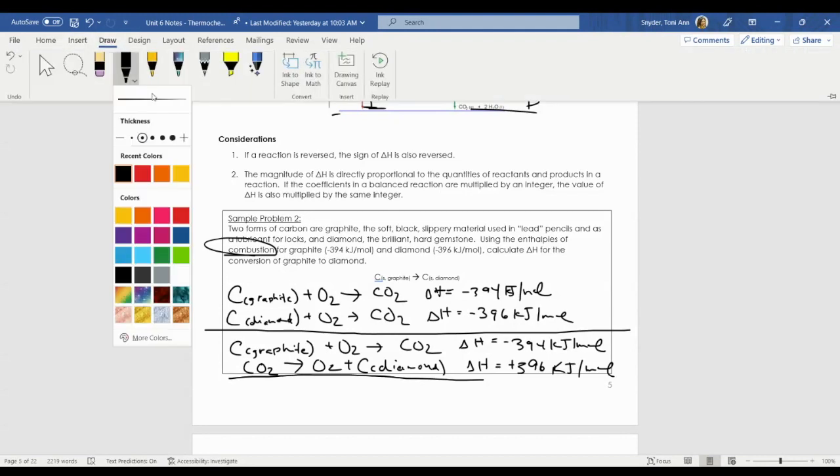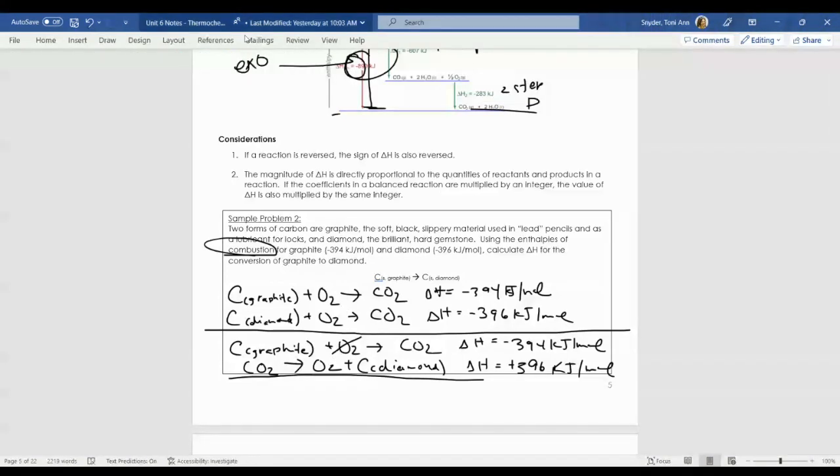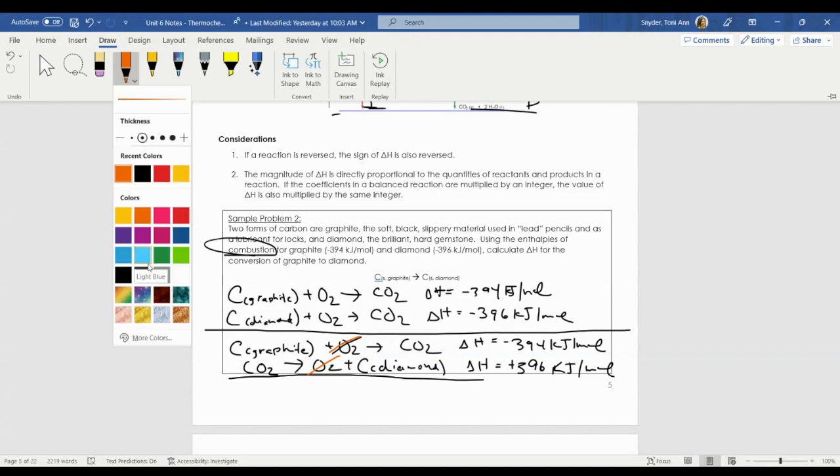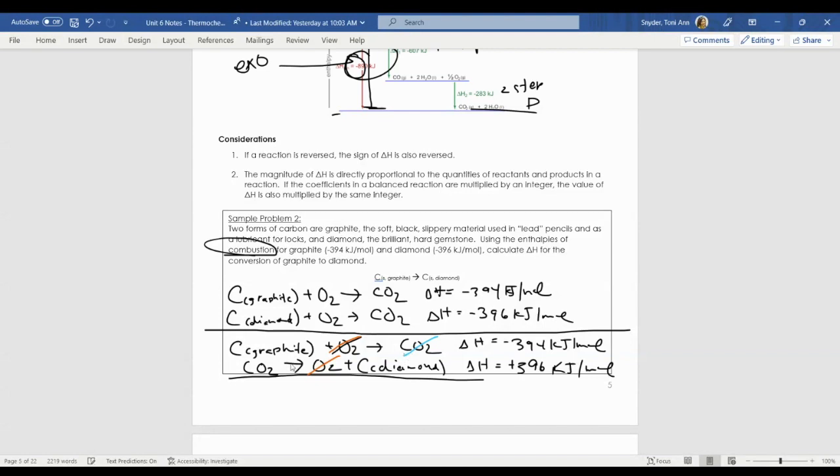So let's go ahead and do some cancellations here. Here we go. Let's get a different color. Looks like I have O2 as a reactant in this top one, and I have O2 as a product in the second one. So that oxygen is getting canceled. And it looks like I can do it again, actually, because I have CO2 as a product in this first reaction, and I have CO2 as a reactant in my second reaction. So my sum of these two reactions is that graphite becomes diamond.